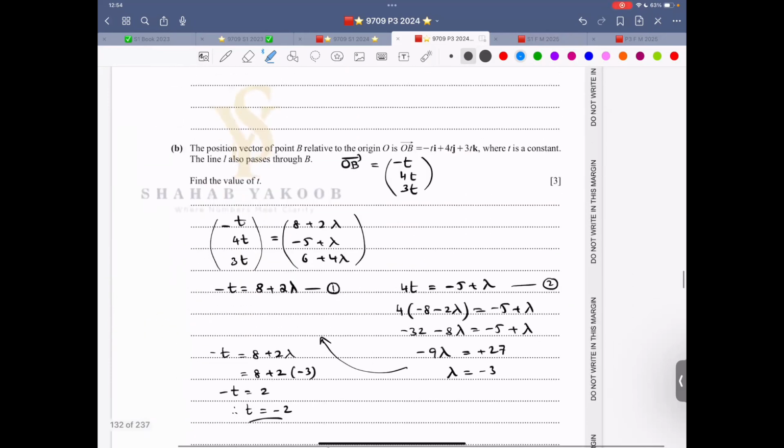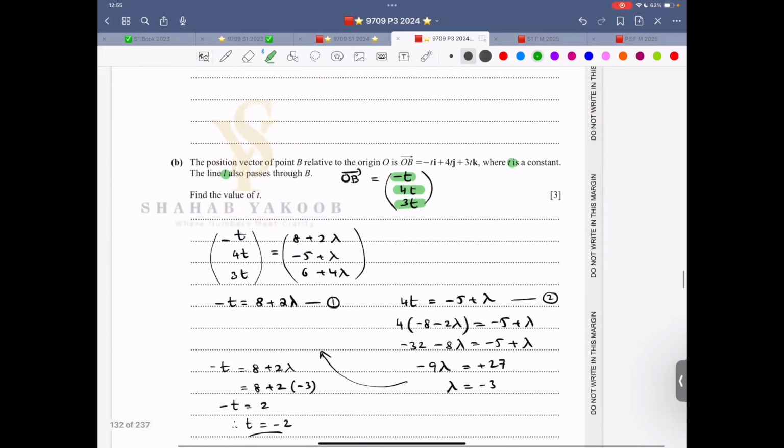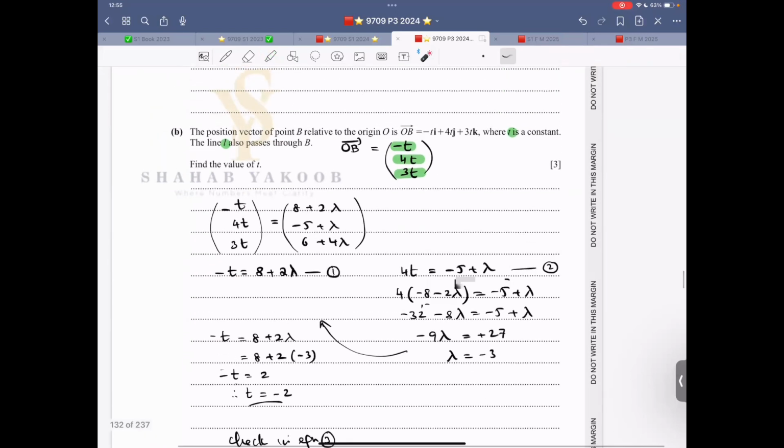Now it says the position vector of B relative to the origin is this much. So now B is there. That is -t, that is 4t, that is 3t, where t is a constant, the line also passes through B. So the line L also passes through B. So this is the line L. It passes through B. So now if it passes through B, that means this thing can be replaced in place of R, because R is the position vector of any point on the line. So now we have 3 equations and we have 2 constants.